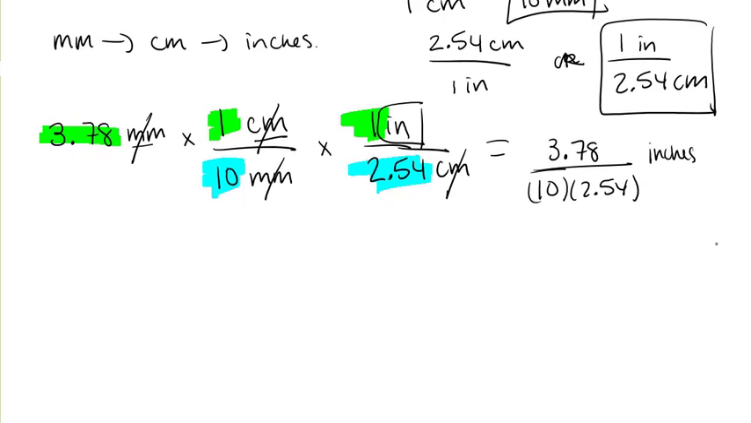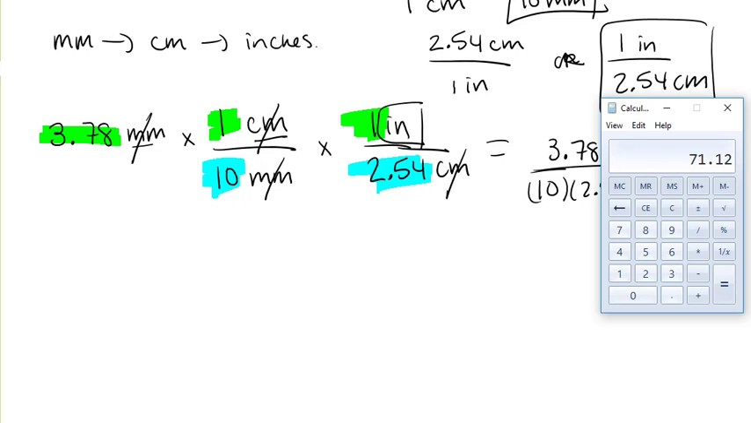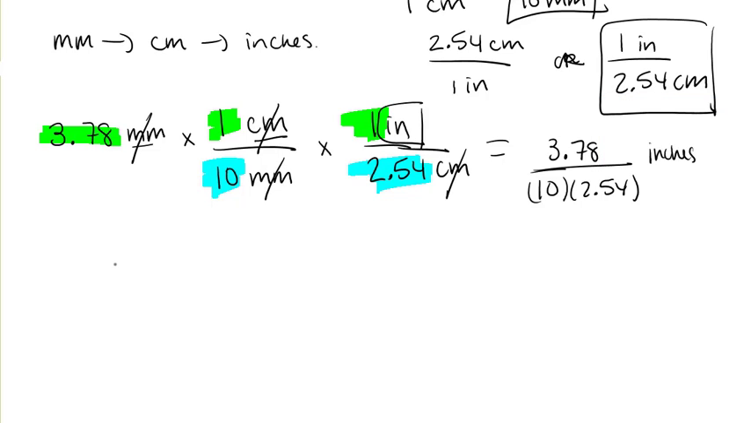So let's get a little bit more space. So let's get our calculators out, and we're going to multiply the bottom number first. So we're going to go 10 times 2.54, and we're left with 25.4. So we have 3.78 over 25.4.